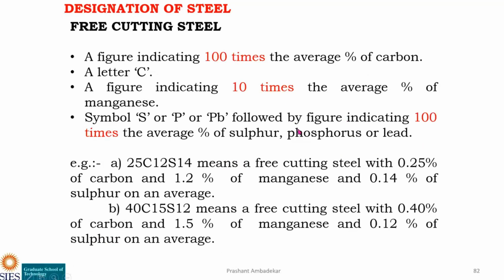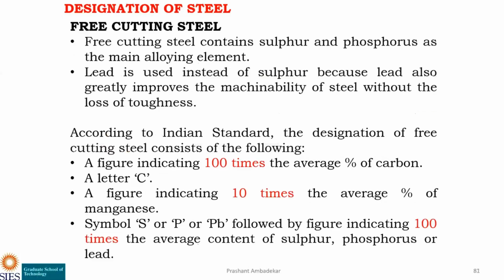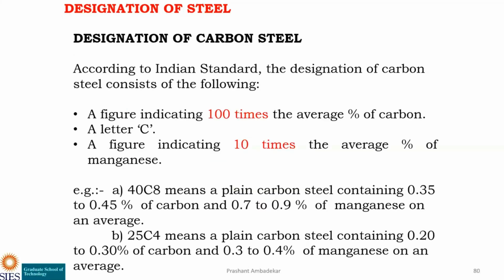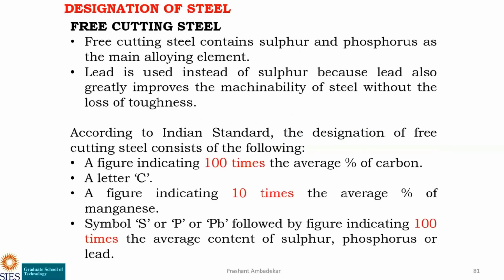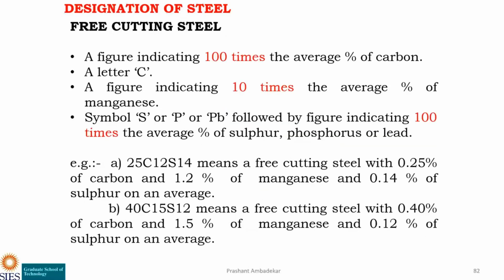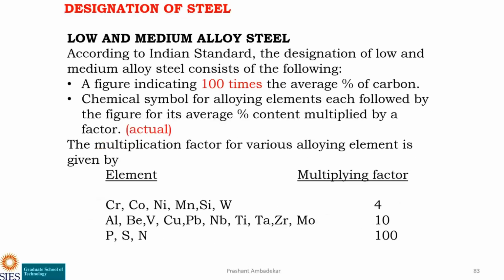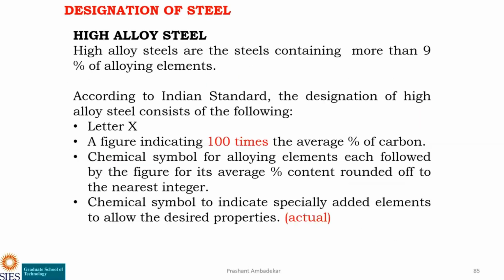You find out whatever ways you can remember. So for first, plain carbon steel, it is 100 times and then 10 times. For free cutting steel, it is 100 times, 10 times and then again 100 times. Now coming to the third and fourth, that is alloy steel.